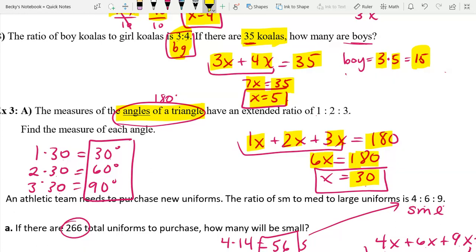Now, if the directions say find the measure of each angle, that means you have to plug the 30 back in. So 1 times 30 is 30, 2 times 30 is 60, 3 times 30 is 90. And that's your final answer to find the measure of each angle.